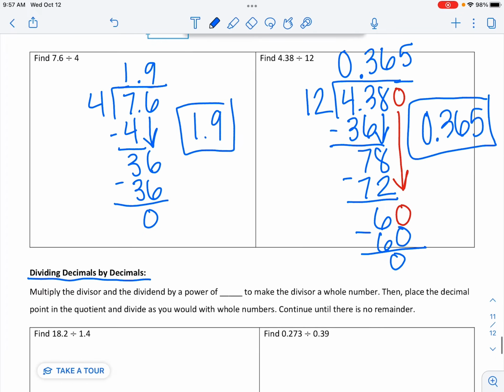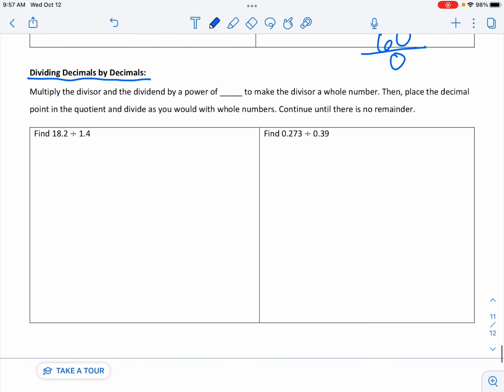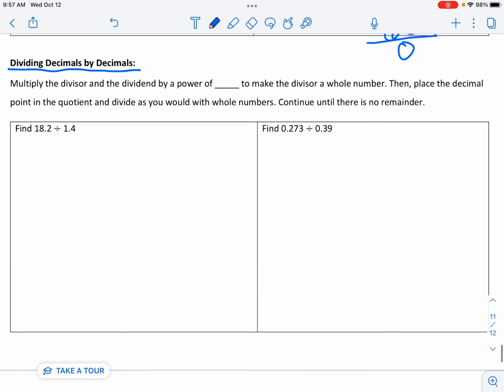Okay, next, we are going to be dividing decimals by decimals. So we no longer have a whole number that we're dividing by. Multiply the divisor and dividend by a power of 10 to make the divisor a whole number. Then place the decimal point in the quotient and divide as you would with whole numbers. Continue until there's no remainder.